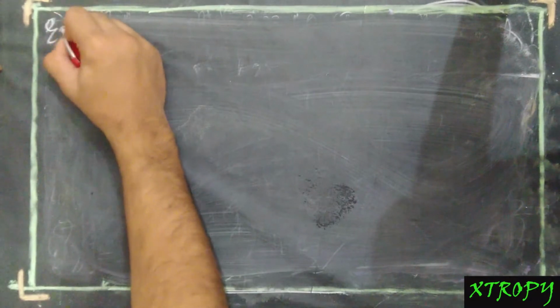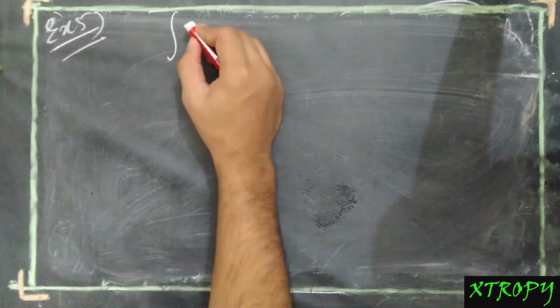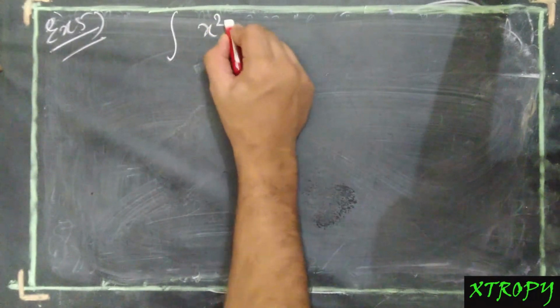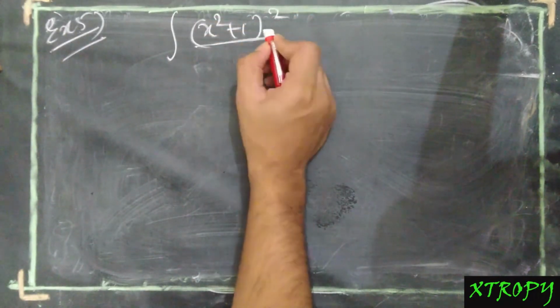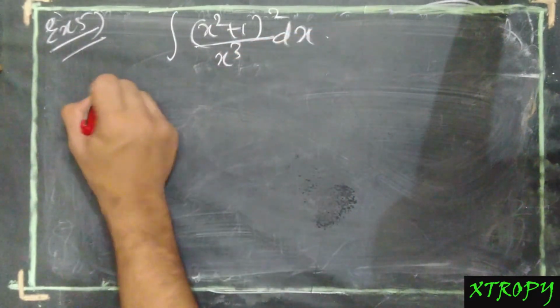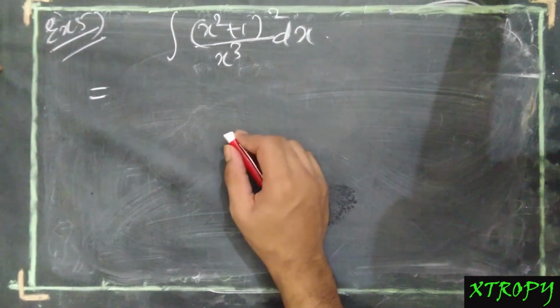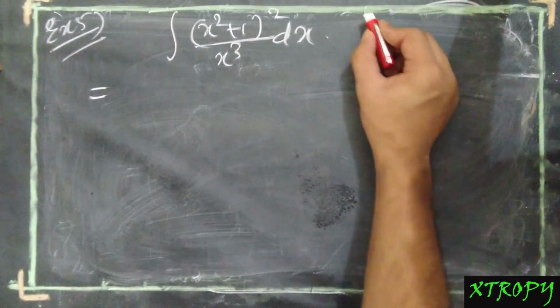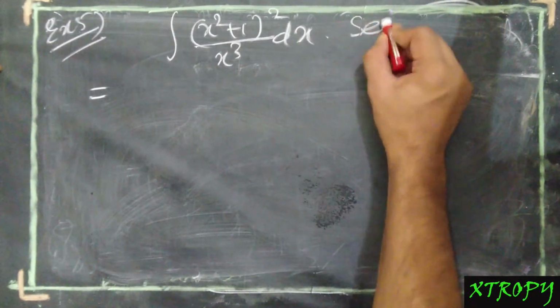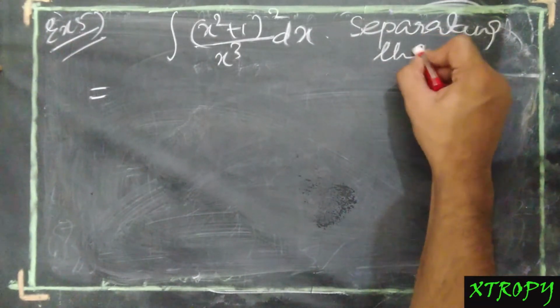Let's see example number 5. Example number 5 asks us to evaluate x square plus 1 whole square divided by x cube. So we know that we do not have any quotient rule in integration. So we need to use the process of separating the numerator.